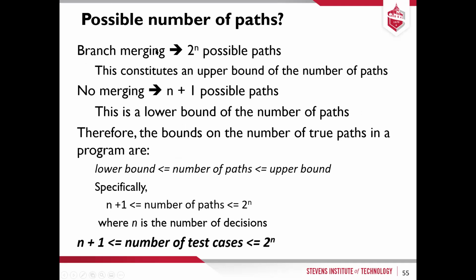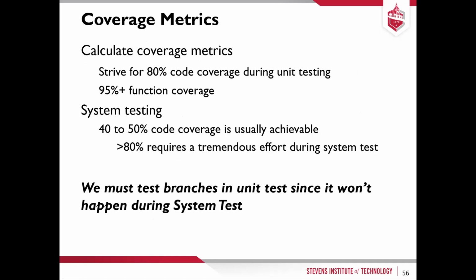So the branch merging would be 2 power n, not merging would be n plus 1. CC should be something between 2 power n and n plus 1. That would be the number of test cases that I need to do to make sure that I have the highest level of code coverage. So the calculation that, for example, gives us the 80%. So if I go 80% of the code coverage during the unit test would be 95% plus function coverage.